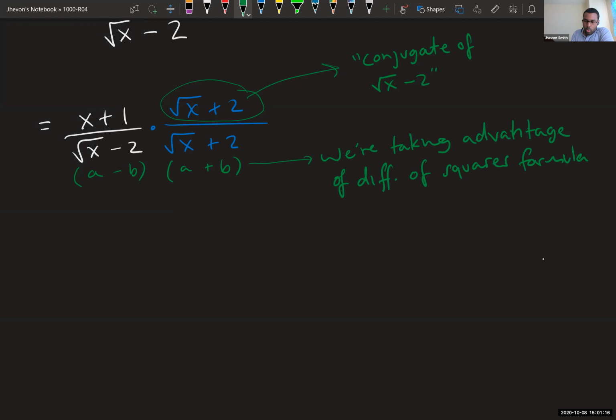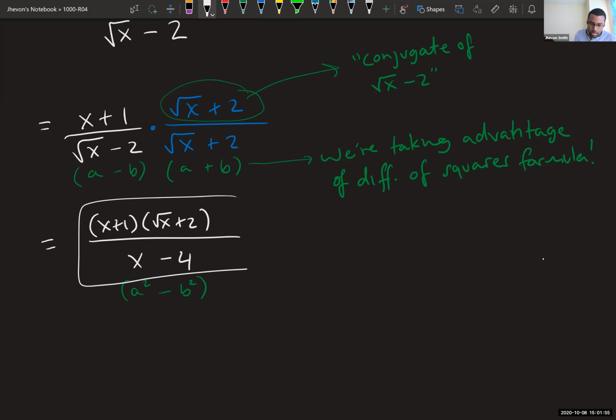Right, so changing the middle sign works because I'm literally thinking of a special formula in my head, difference of squares. By doing that, what the denominator now becomes is a squared minus b squared, which is going to be x minus 4, right? So now there are no fractional powers in the denominator because I multiplied by something to get the powers to be whole. And this is a combination of knowing how the laws of exponents work, as well as special factoring formulas. So here, this is x plus 1 times square root of x plus 2. And that is rationalized.